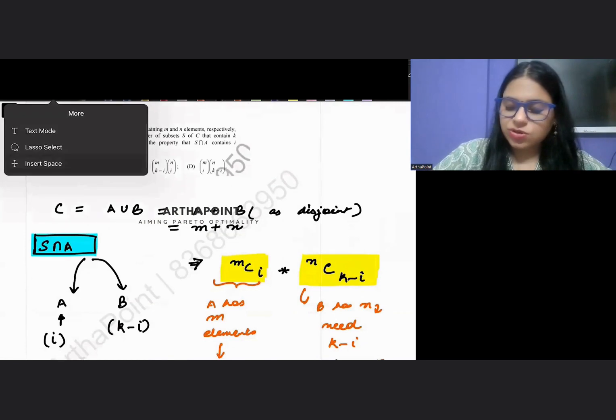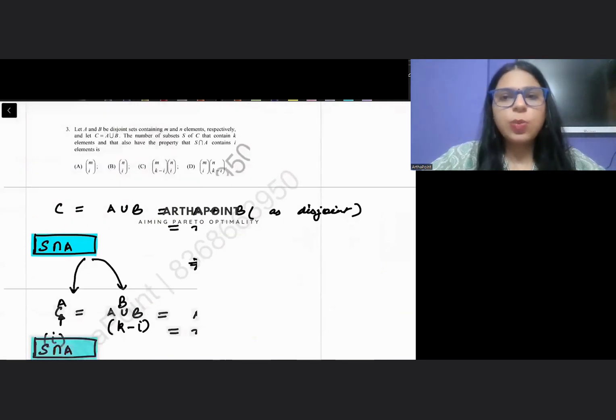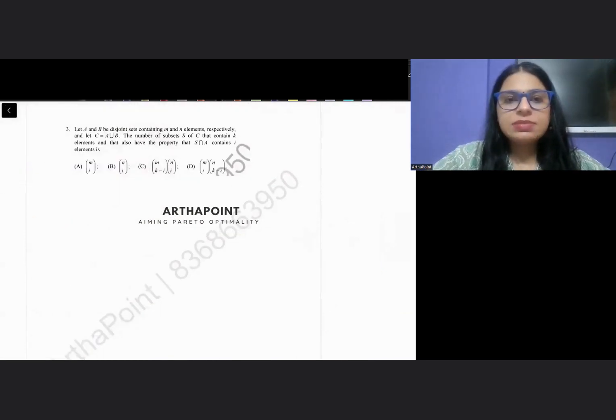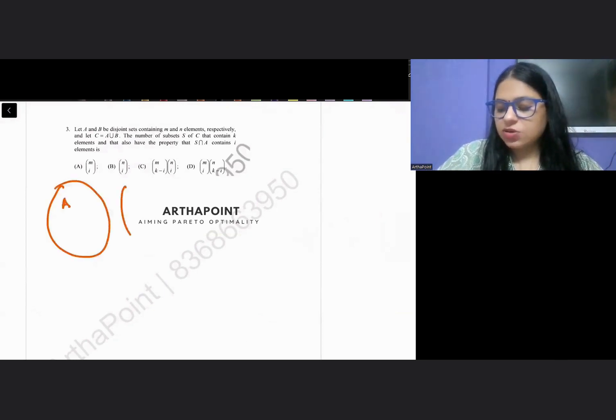Come to the next question now. A tricky one. Let A and B be disjoint sets containing M and N elements respectively. So I have disjoint sets. It means that they have nothing in common. So this is A and this is B. And A has M elements in it and B has N elements in it.